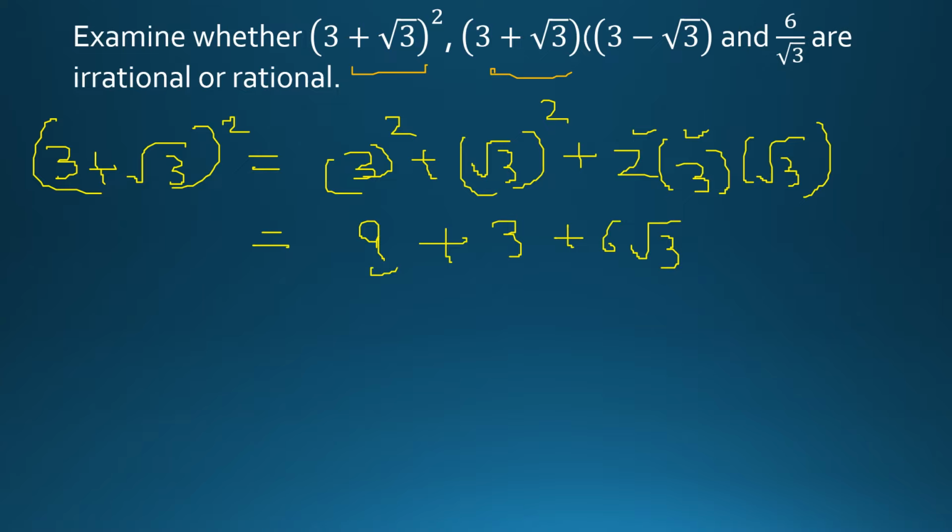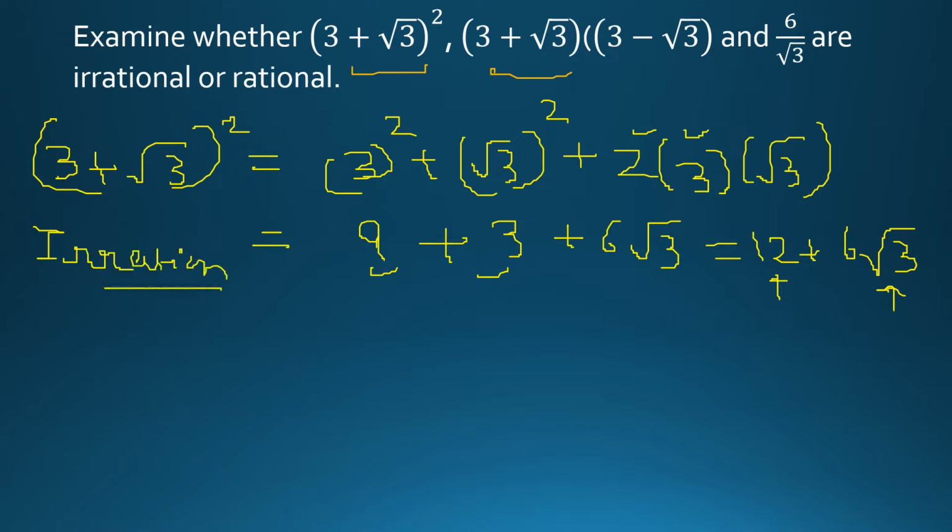Now like terms, 9 and 3 becomes 12 and 6 root 3. So you can see, though I can have a definite value in terms of 12, root 3 cannot be solved further. I mean, I cannot get an exact value. So root 3 is a prime number, so its square root will be an irrational number for sure. So yes, it is irrational, because you know that the sum of a rational number, which is 12, and an irrational number is an irrational number. Okay, so it is irrational.